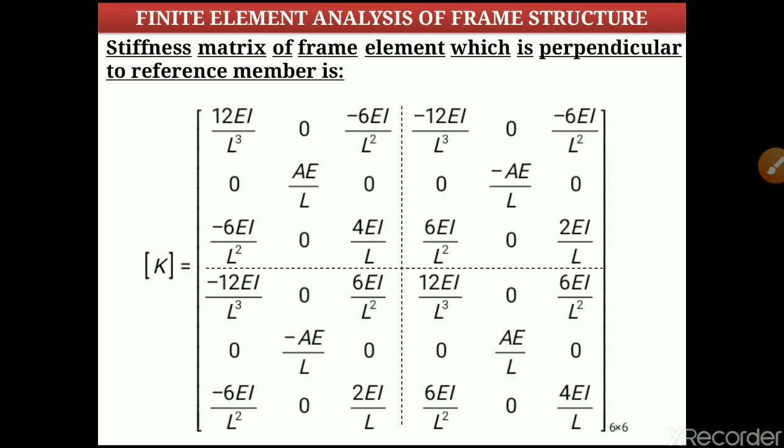So here, this is the stiffness matrix of a frame element which is perpendicular to the reference element. This K matrix, that is stiffness matrix, is including the effect of axial displacement. So here it includes axial stiffness AE upon L, and this stiffness matrix is of order 6 by 6, because at each node 3 degrees of freedom are considered, that is 2 translation and 1 rotation.